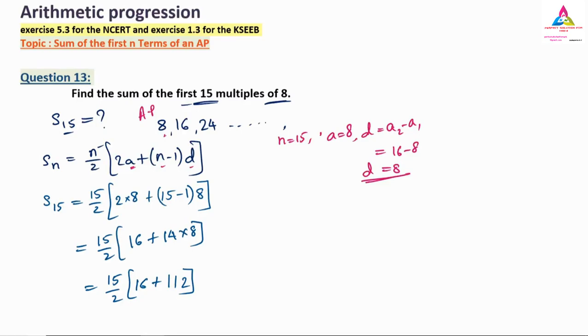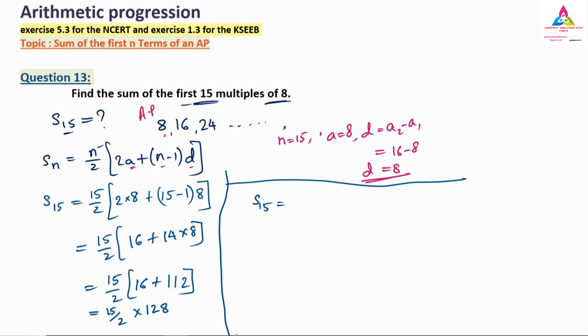Next we have to do the calculation. 15 by 2 as it is. What is 16 plus 112? If you add both, you get 128. So 15 by 2 into 128 we have to calculate. I will write once again over here, so no confusion. So S15 is equal to 15 by 2 into 128. Now the cancellation: 2 ones are 2, 2 sixes are 12, 2 fours are 8. So now it continues, that is nothing but 15 into 64.